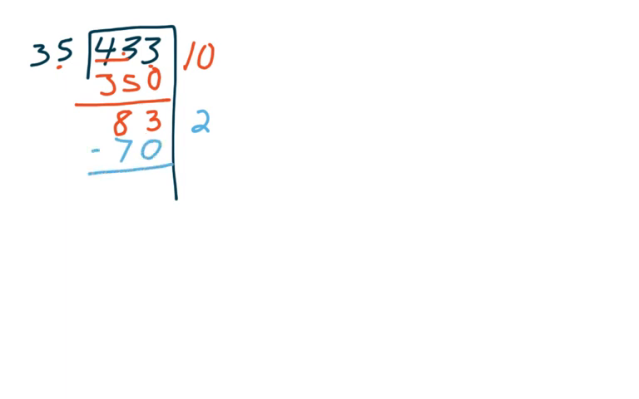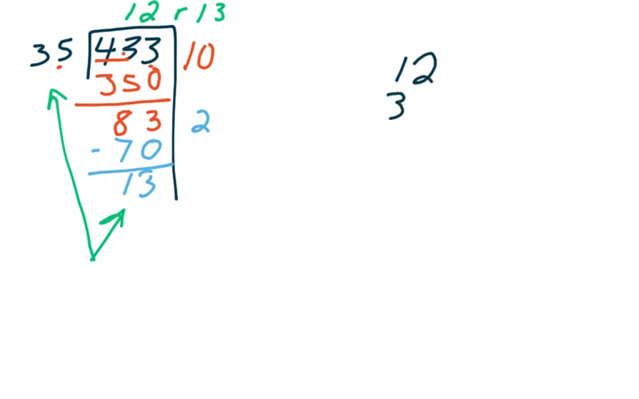And then when I subtract, I see I'm at my remainder, 13. I know this is the remainder because this 13 is less than my divisor 35. So I have a quotient of 12 and a remainder of 13. All right, now to check division with a remainder, I'm going to multiply quotient times divisor and then add remainder to the product. Here we go. My quotient is 12. My divisor is 35. So 12 groups of 35.